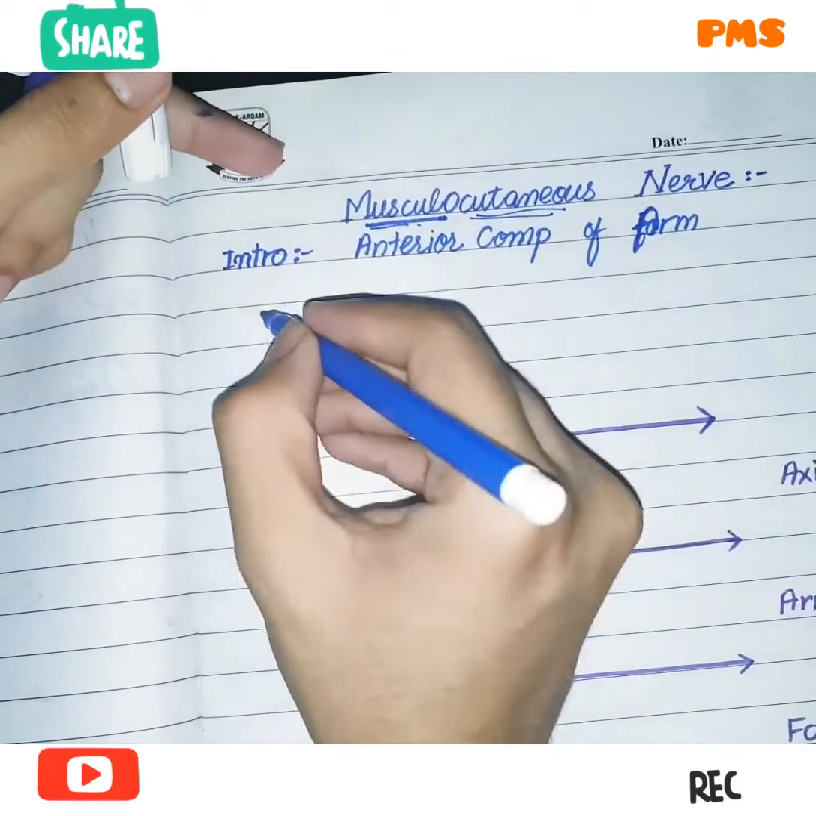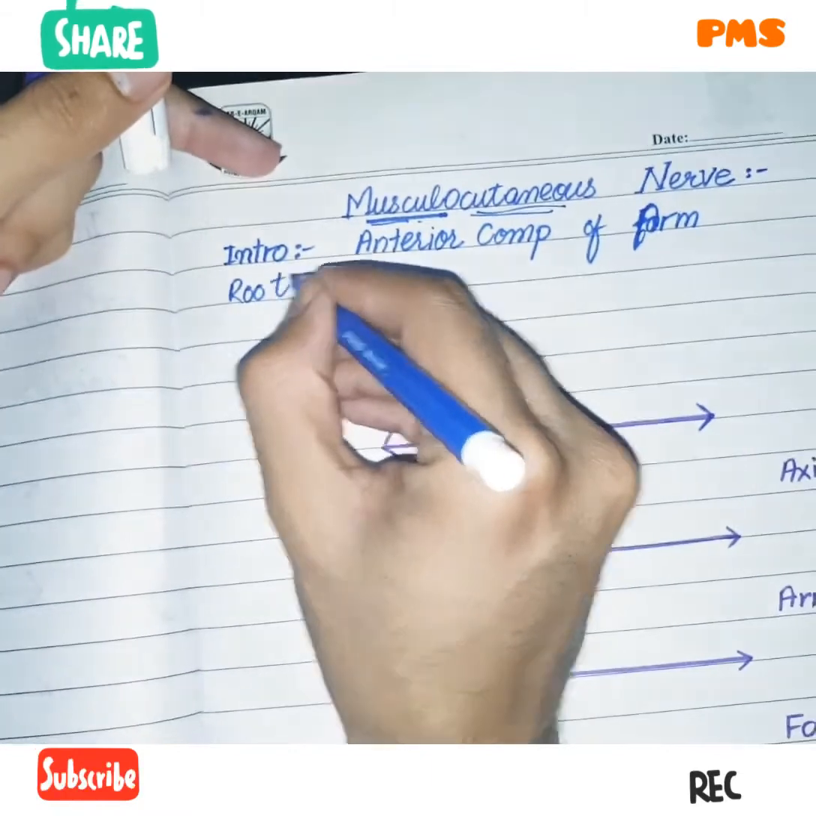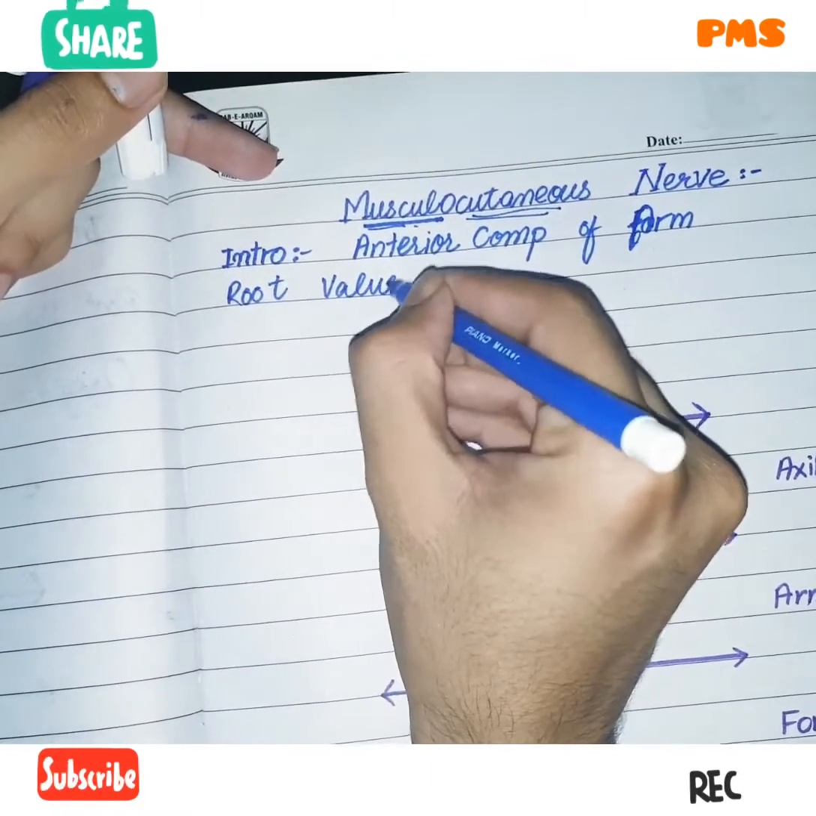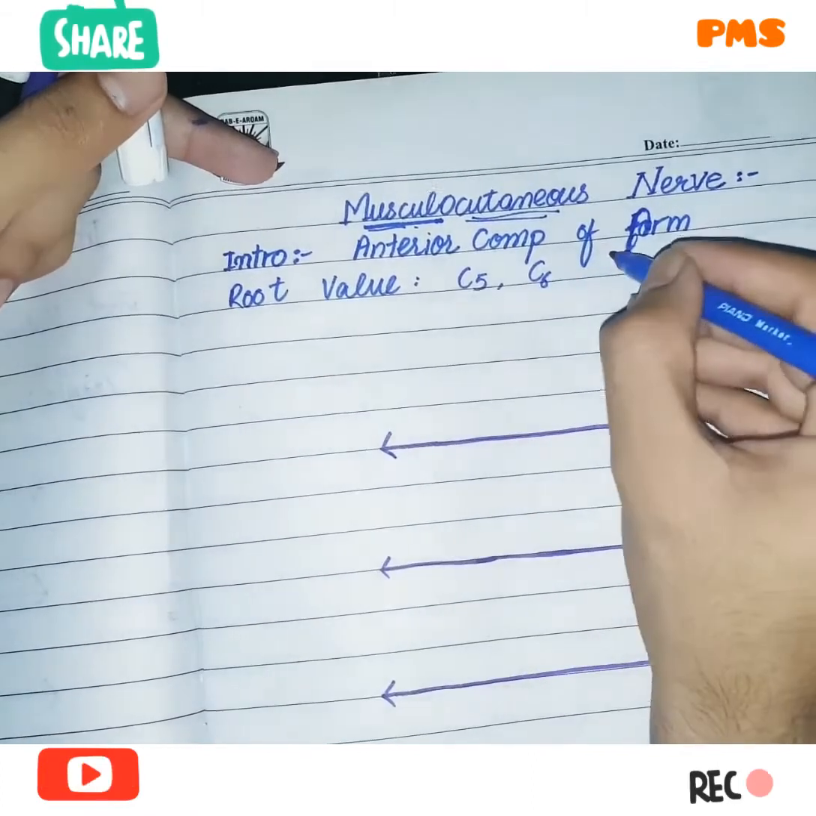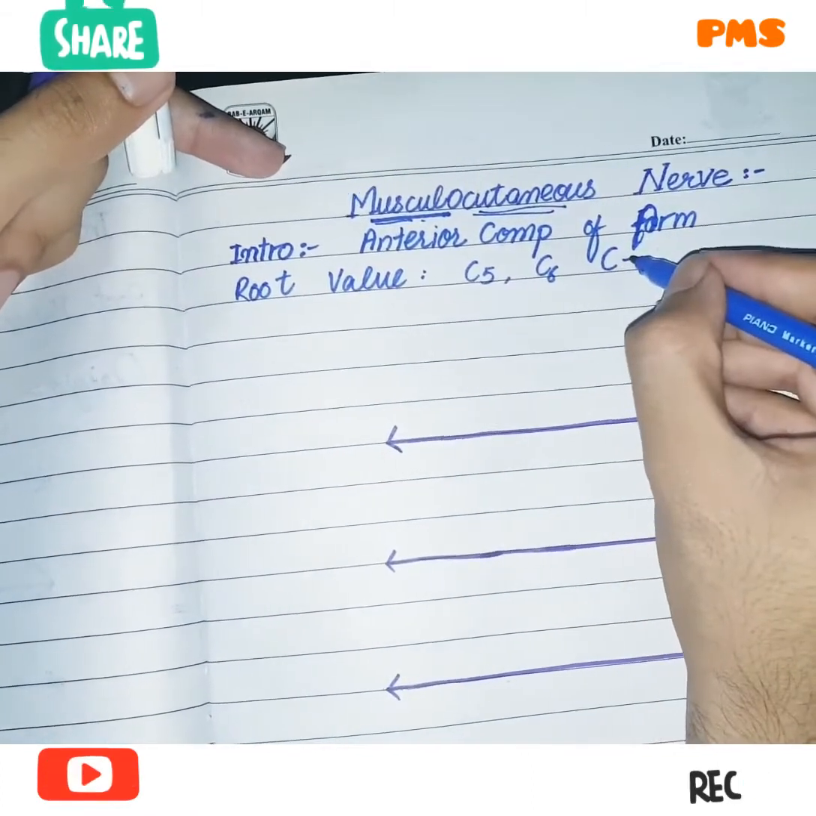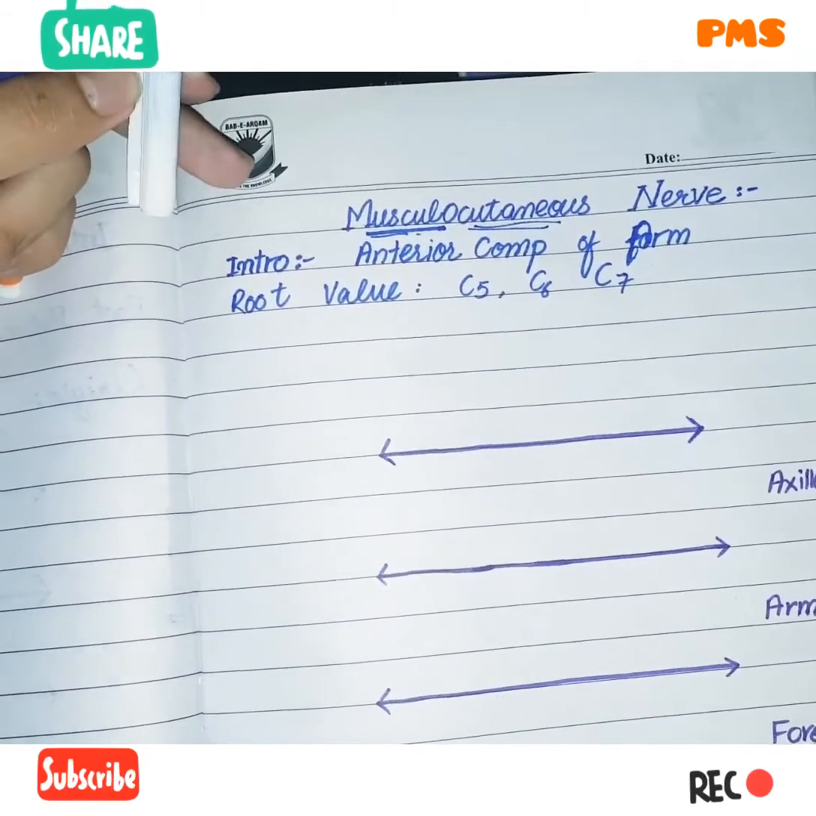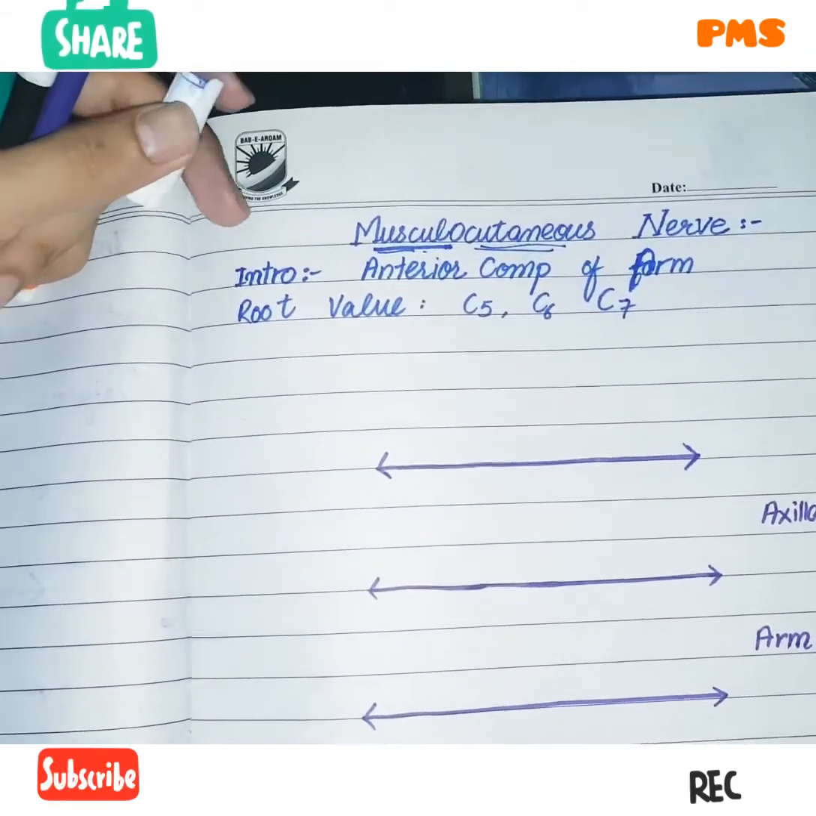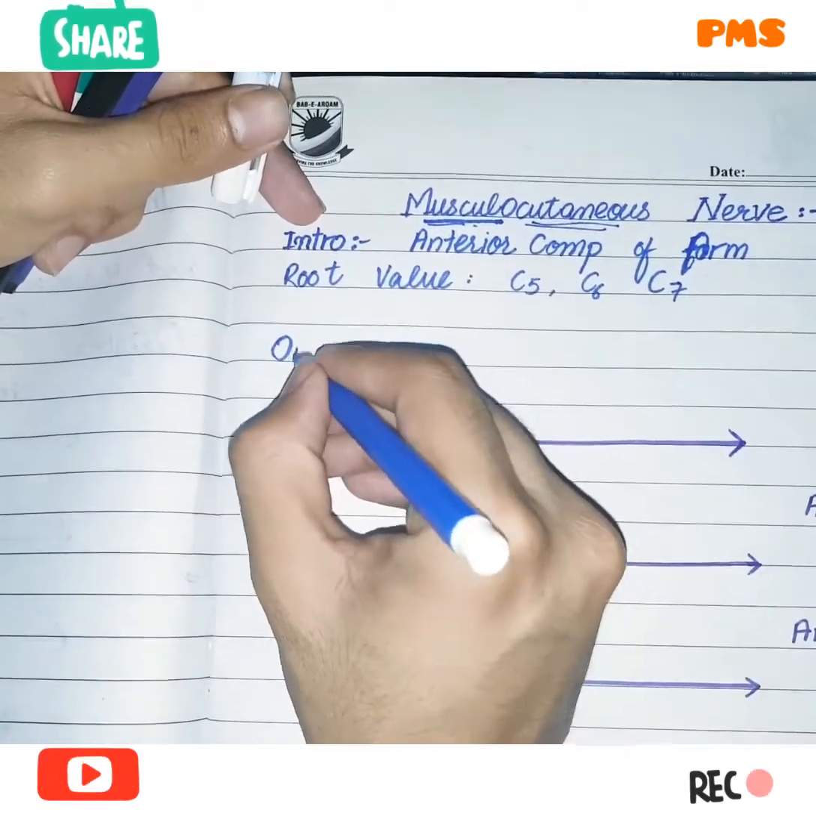And what is its root value? Its root value is C5, C6 and C7 segments of the spinal cord, of the anterior rami of the spinal cord. This is the root value. Now we are going to talk about the origin. This is the third point.